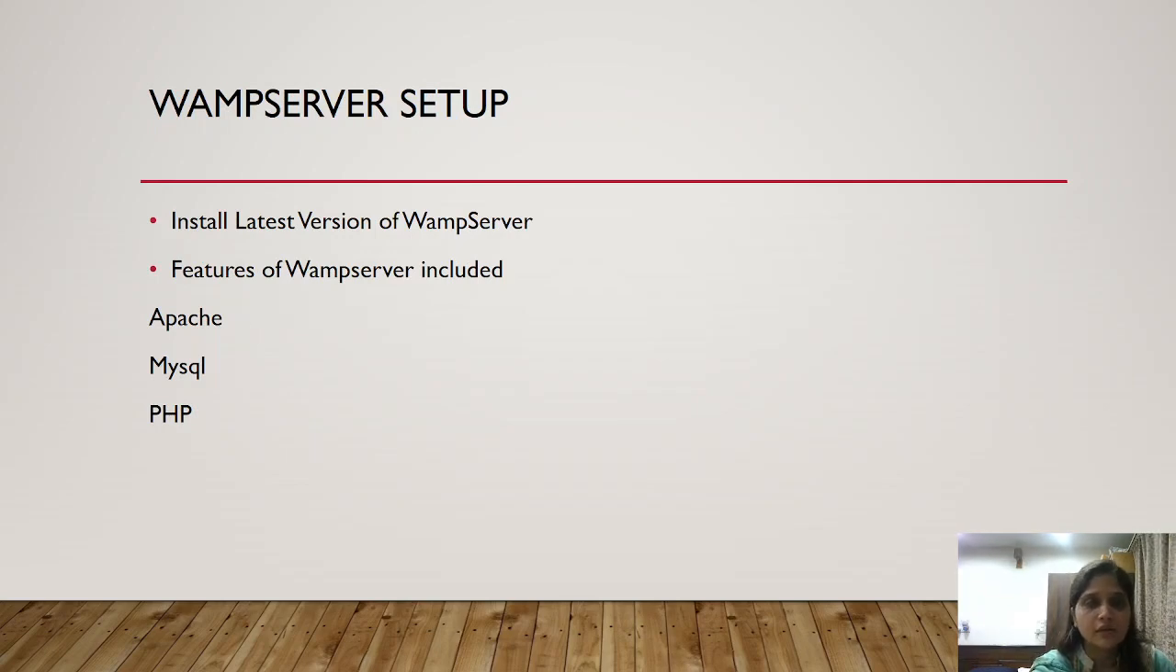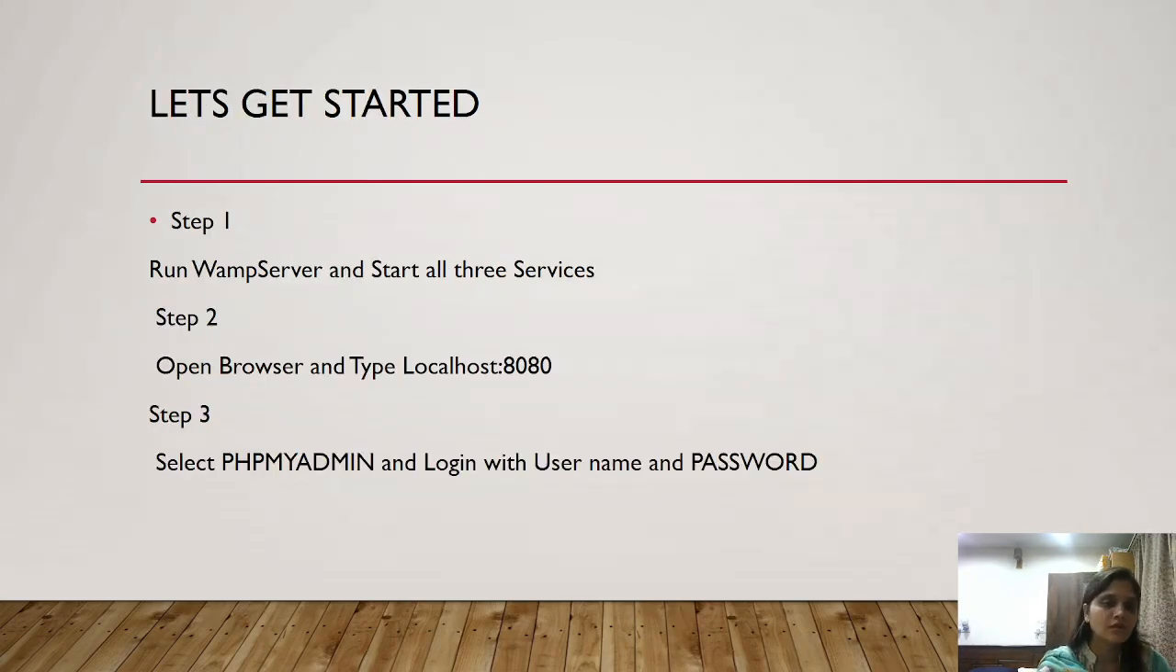What do we require? We need to install the latest version of WAMP server or XAMPP. In my example, I am using WAMP server. In WAMP server, we have inbuilt Apache, MySQL and PHP. So what we need to do is install the WAMP server, run it and start all three services. When we need to do database connectivity, make sure that your WAMP server has started all the services.